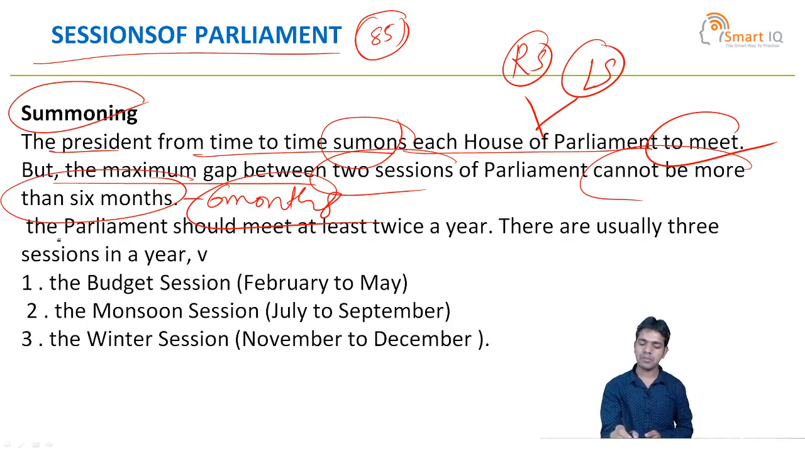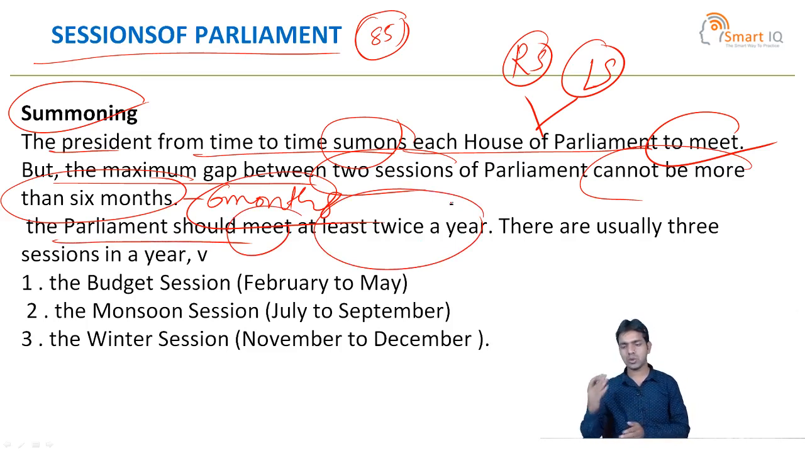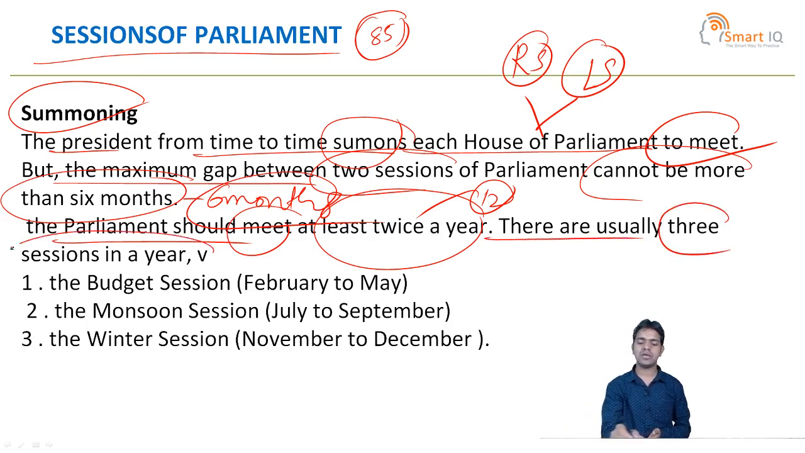And also, the parliament should meet at least twice in a year. It is mandatory for parliament to meet at least twice in a year, because 6 months twice means 12 months, 1 year. That is, there are usually 3 sessions that take place in the year.